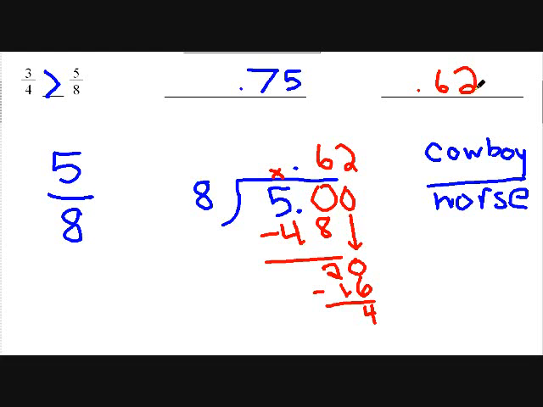Looking at the numbers we have so far, keeping in mind I'm not quite done with this division problem, I can already pretty much tell that 0.75 is going to be bigger or greater than 0.62. So let's go ahead and keep this division problem going and see if we're right. I need another 0, bring it down, and I need to do 8 into 40. 8 goes into 40 5 times. 5 times 8 is 40. It comes out even. No leftover. So I go ahead and finish out this number with a 5.